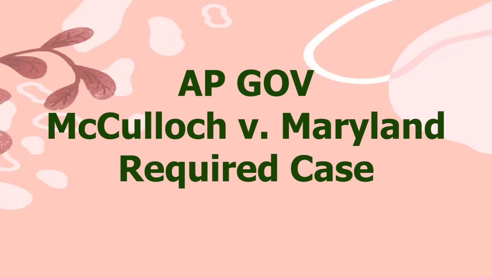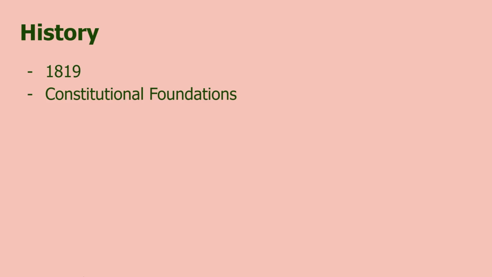Today is McCulloch v. Maryland, another AP Gov required case. I'm going to be going over all the key points from this case that you need to know for the exam. This case was heard in 1819 and it is part of the Constitutional Foundations theme of all the required cases.